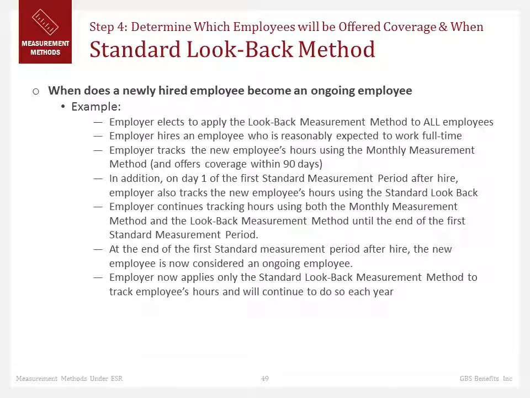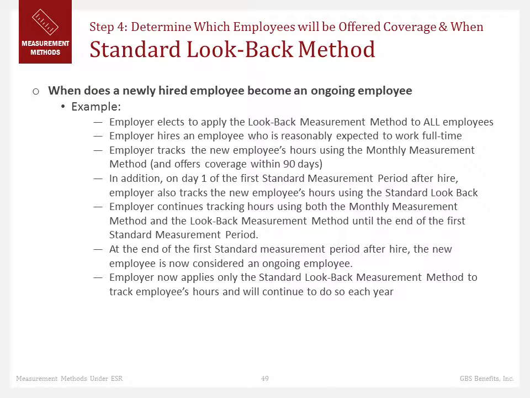So, in addition, on day 1 of the first standard measurement period after hire, the employer also tracks the new employee's hours using the standard look back. So now we're using both tracking methods. The employer continues to track hours using both the monthly measurement method and the look-back measurement method until the end of the first standard measurement period. At the end of the first standard measurement period after hire, the new employee is now considered an ongoing employee, and the employer can now drop off the monthly measurement method and only measure this employee's hours in the standard look back.